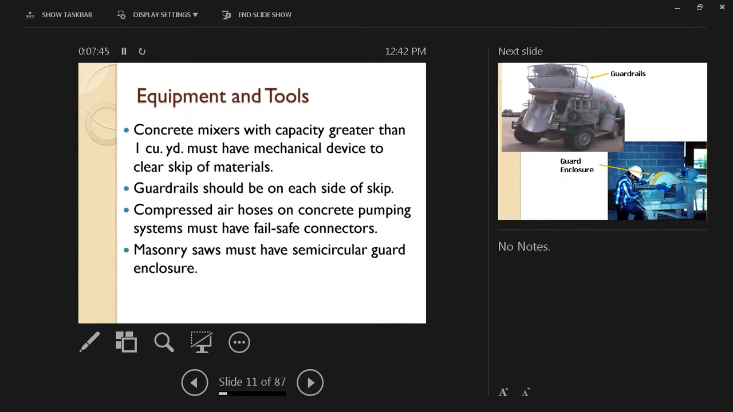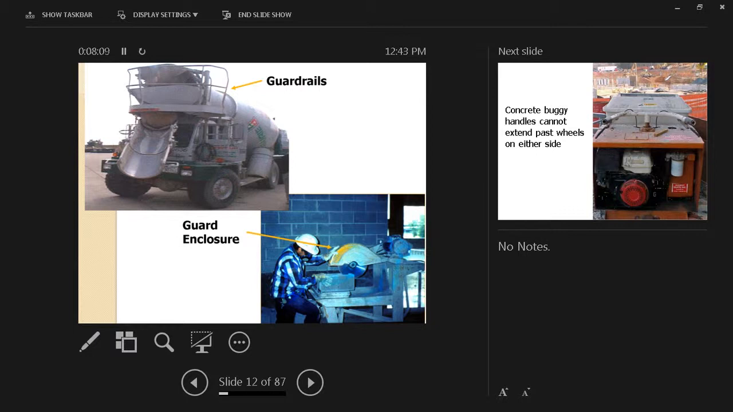If you remember when we talked about theories of accident causation, we mentioned that improper use of equipment is one of the common ones. People sometimes remove the guard thinking that's going to expedite the operation, but that's a violation by itself. Do not remove that guard because it has a protective role and function. So here we have the guard rails so that no one can fall, and here we have the guard enclosure around that saw.